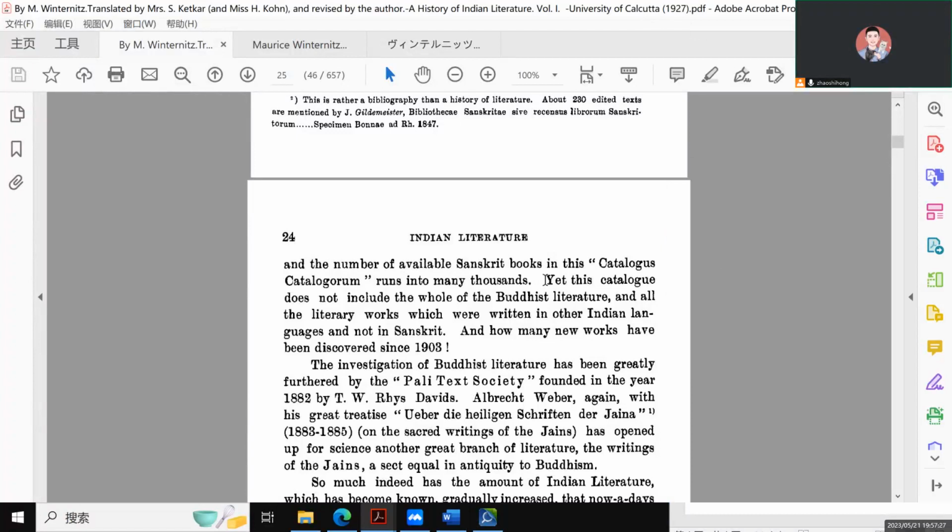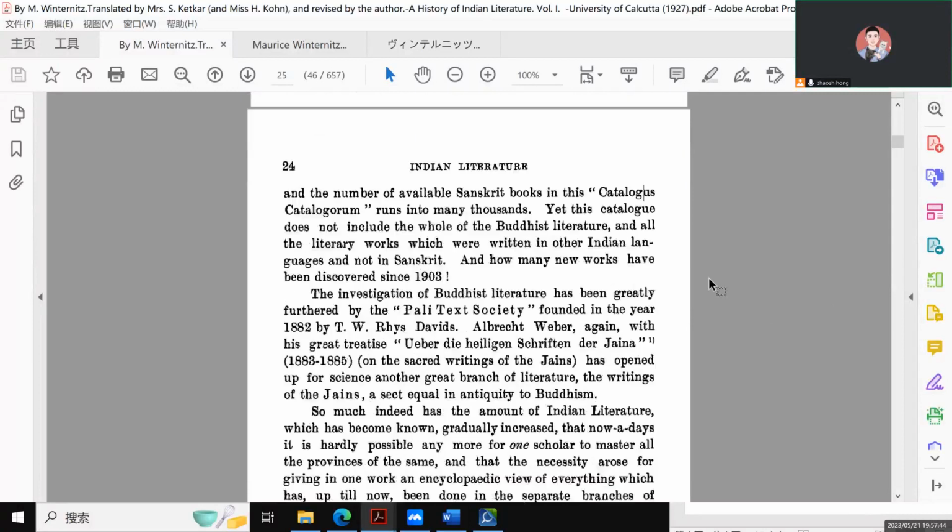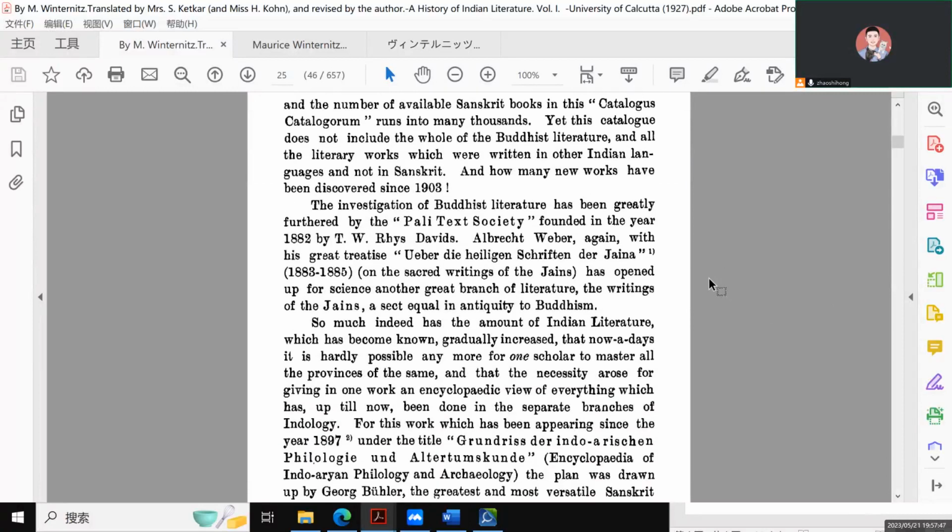And also, as Winternitz says, this catalog does not include the whole of the Buddhist literature and all the literary works which were written in other Indian languages and not in Sanskrit. And how many new works have been discovered since 1903? Yeah, that's correct. Even today, this new catalogus is being re-amended and enlarged. So there are always new materials.